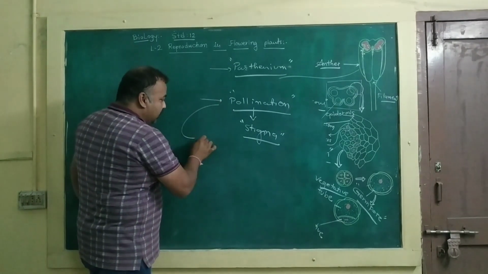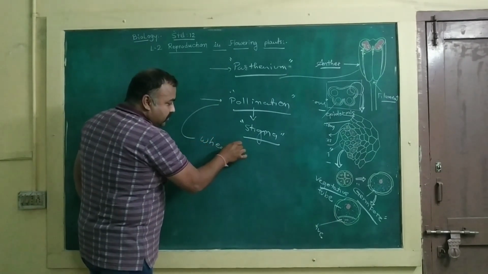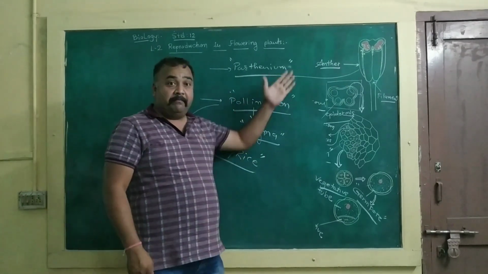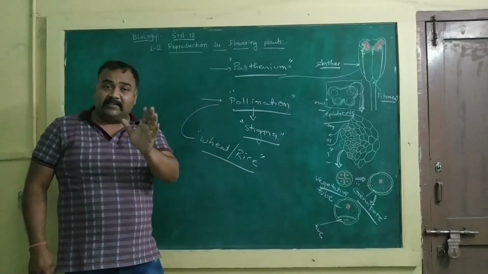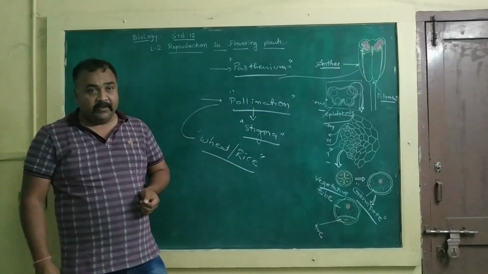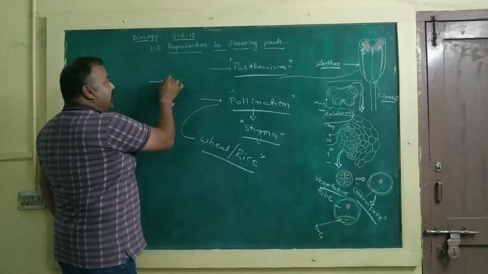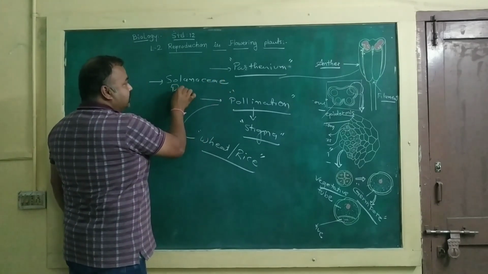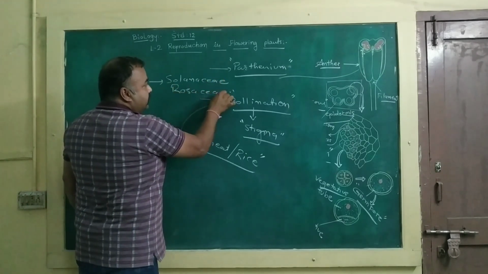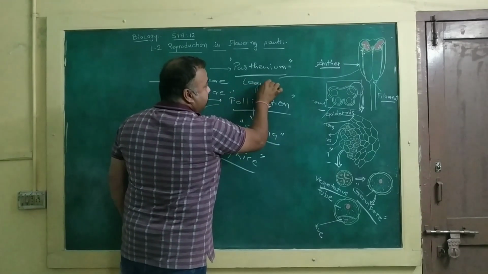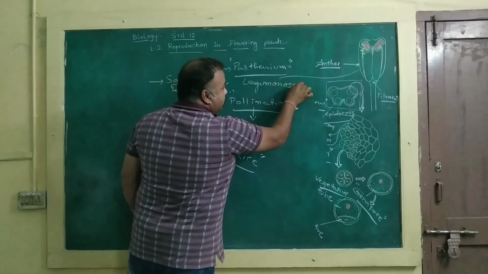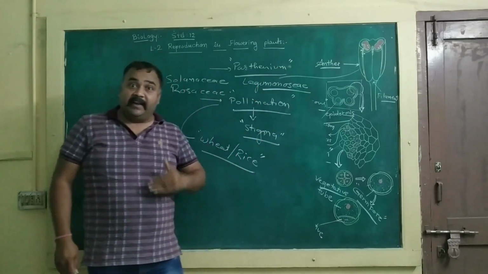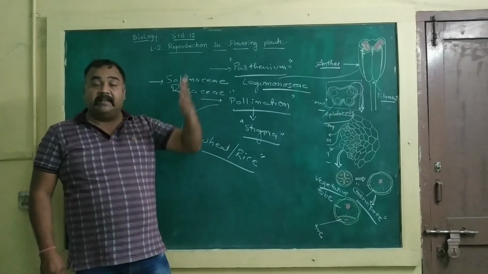As for example, in wheat, rice, etc., when the pollen grains are released from the mature anther, the viability is only 30 minutes. Whereas in families like Solanaceae, Rosaceae, and Leguminosae, the viability of pollen grain ranges from days to months also.